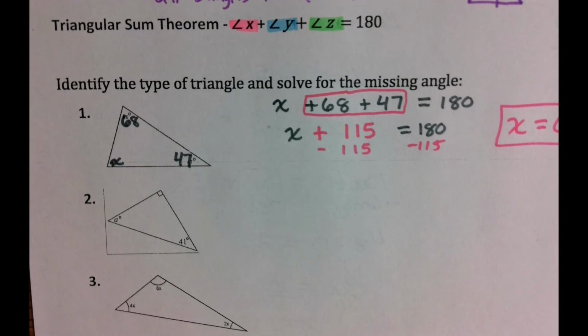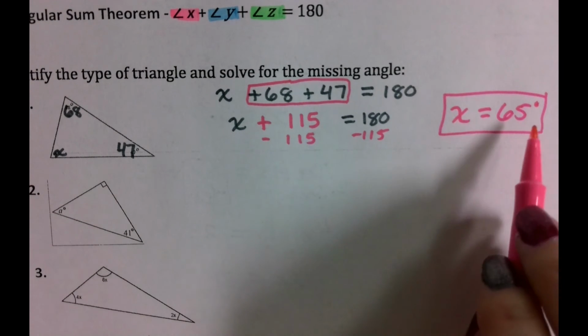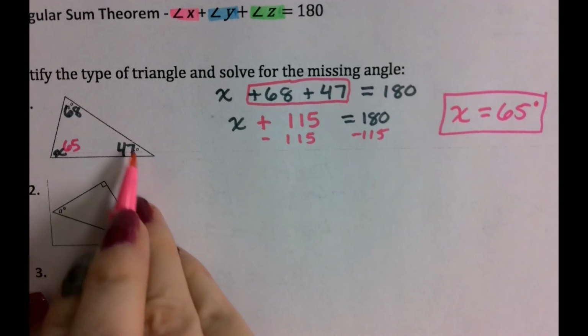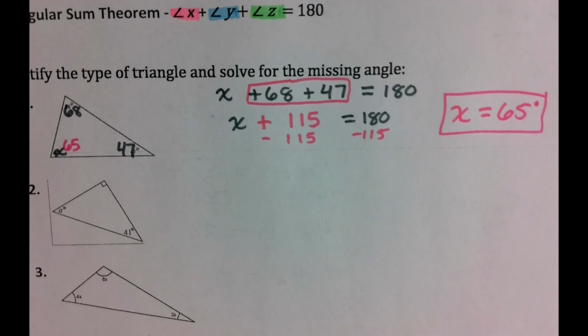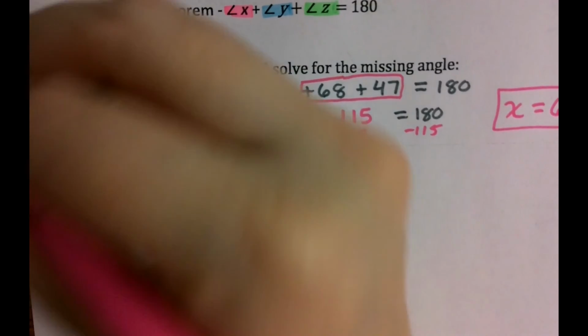Okay? So knowing that x is 65 degrees, and that this is 68 and this is 47, what are the two ways that I can classify it? So let's start first with the angle classification. Is this an acute, a right, or an obtuse triangle? Acute, right? All three angles are less than 90 degrees. So we know that this is acute.